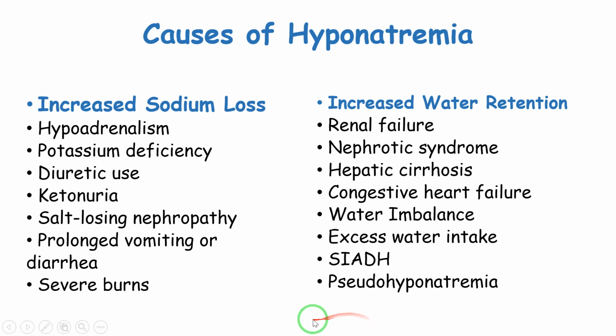Potassium deficiency also will lead to sodium loss because of the inverse relationship between the two ions in the renal tubule. When the serum potassium is low, the tubule will conserve the potassium and excrete sodium instead of it. So when we have potassium deficiency, this will lead to sodium deficiency.